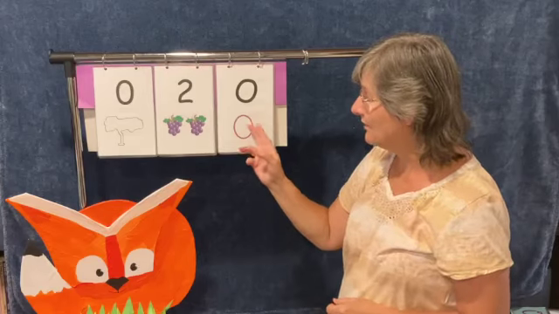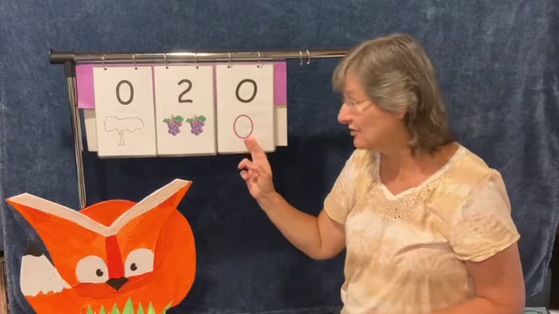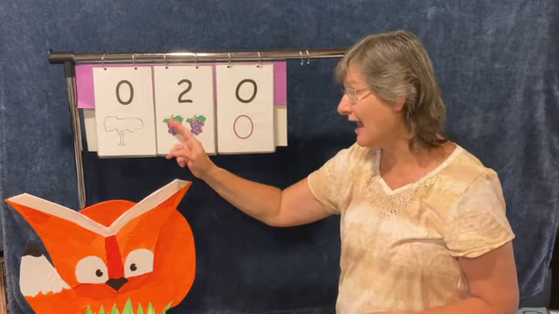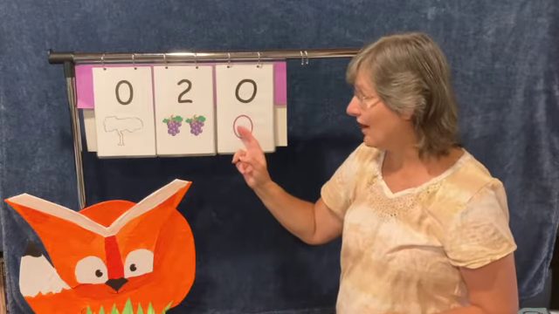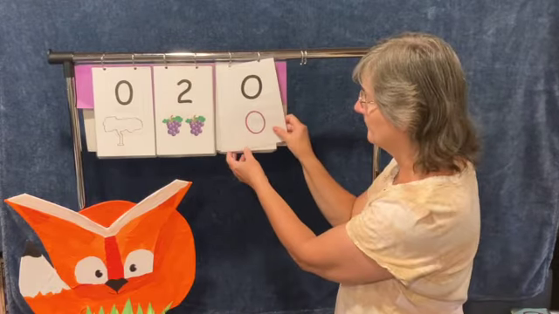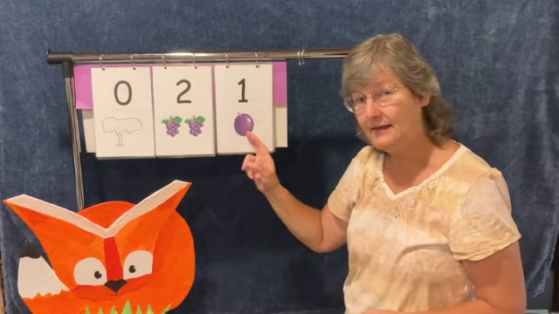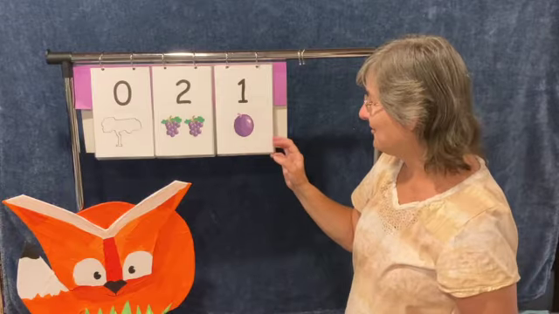And now we don't have any more single grapes, but we have 2 clusters of grapes. So we have 20 grapes. 21, and so forth all the way.